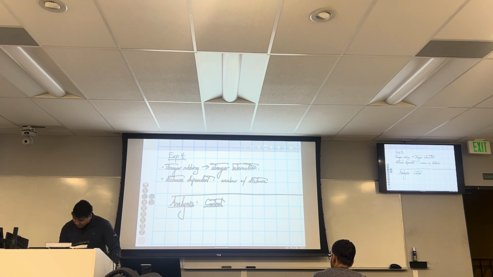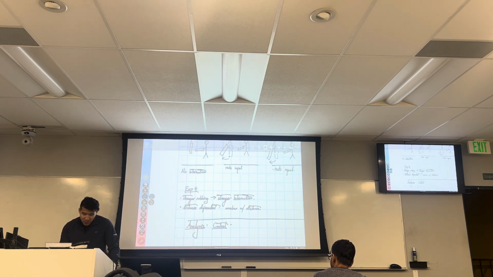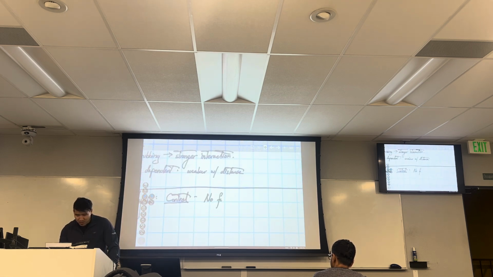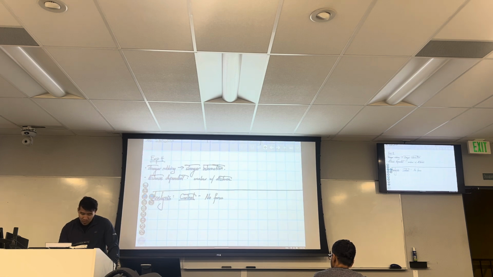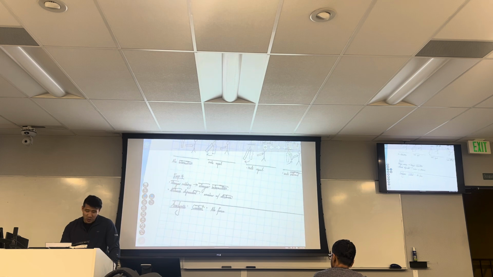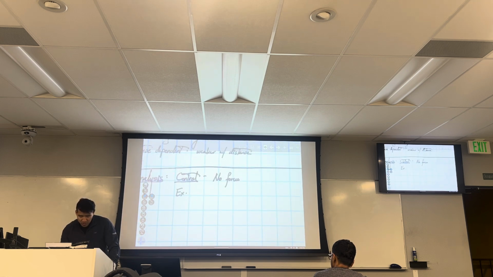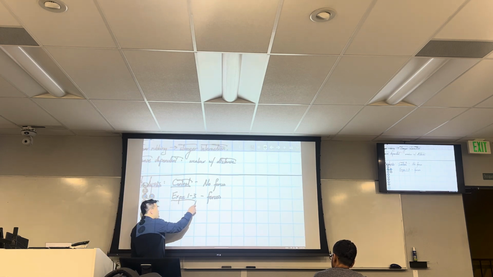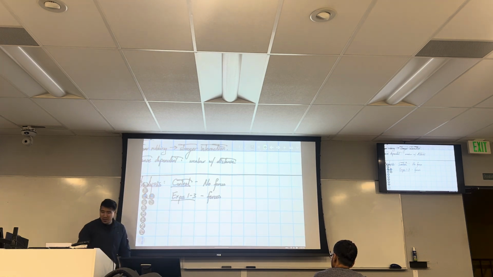Now, in the control, there were no interactions, meaning there were no forces that were present. Whereas in the other experiments, let's just say 1, 2, 3, there were interactions. There were forces. Comparing our experiments to the control, we can say that there is a categorically different behavior that's occurring.